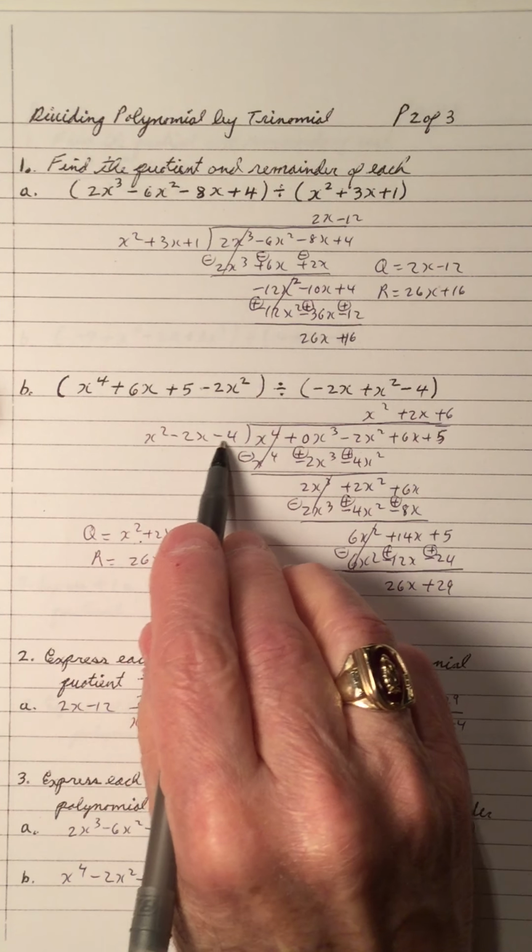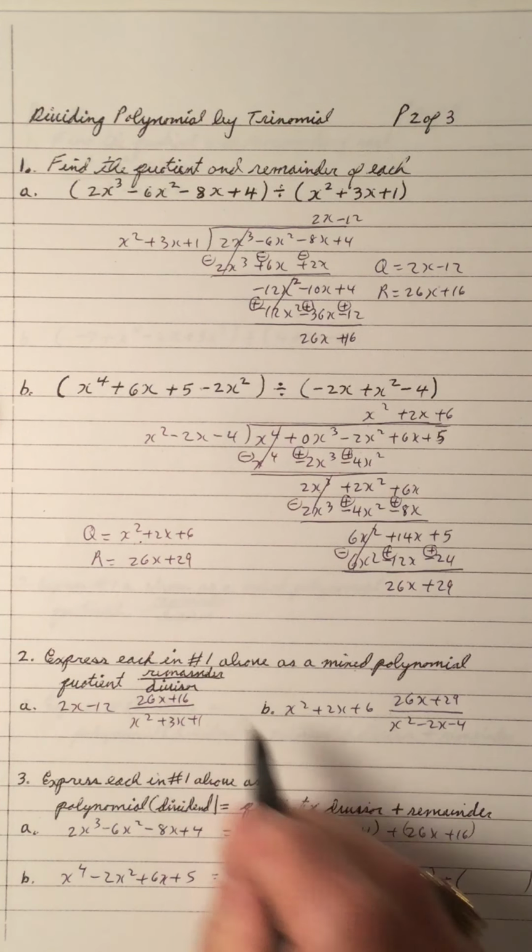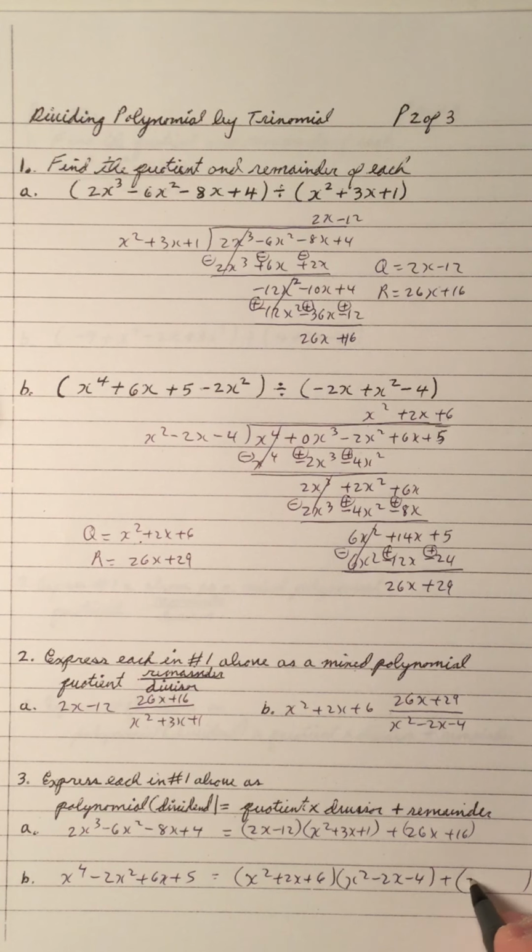My divisor is right here, which is x squared minus 2x minus 4. And my remainder, which I have here, is 26x plus 29. And if you were to multiply this out by distributive property and add on the remainder, you would get this polynomial. That's what that means.